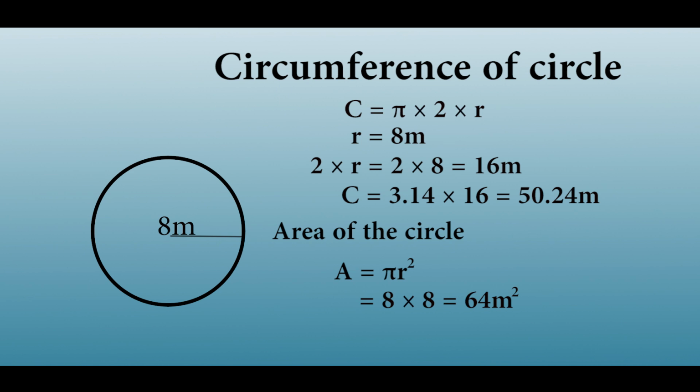So, 8 times 8. Here you have to multiply 8 times 8. Then we get 64 meter square. That 64 meter square should be multiplied with the value of pi, which is 3.14, and we get 200.96 meter square. So this is the area of the circle.